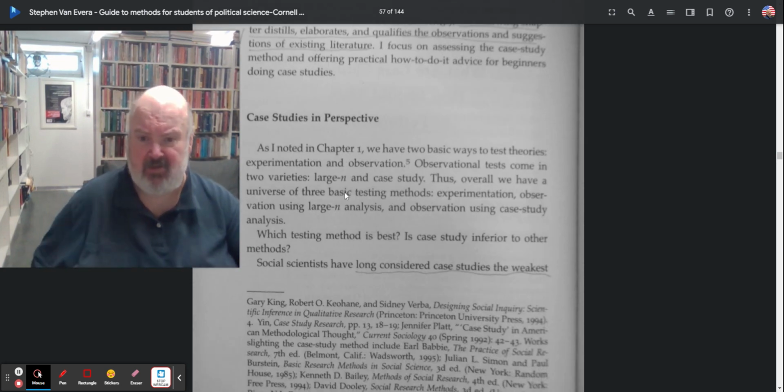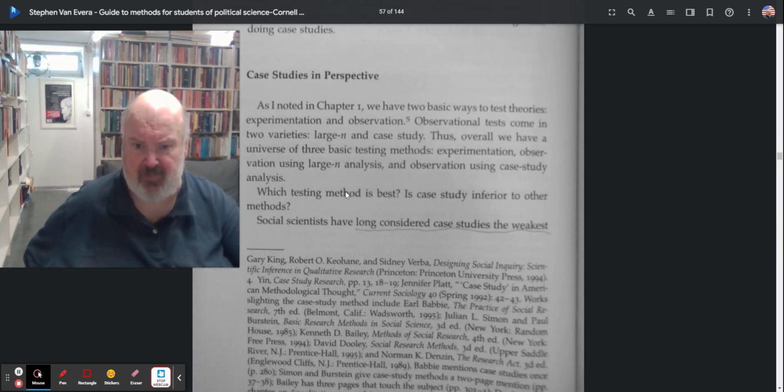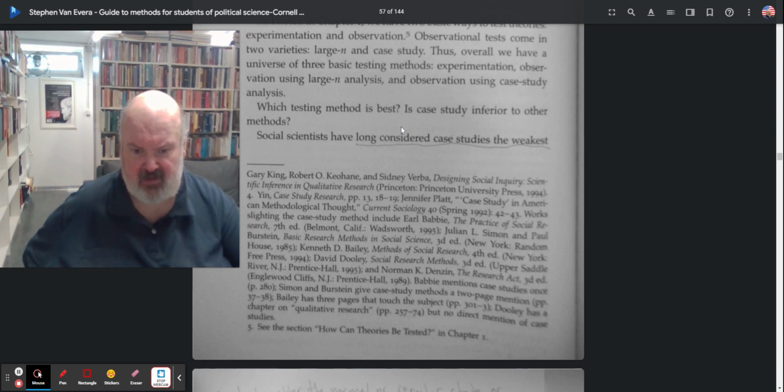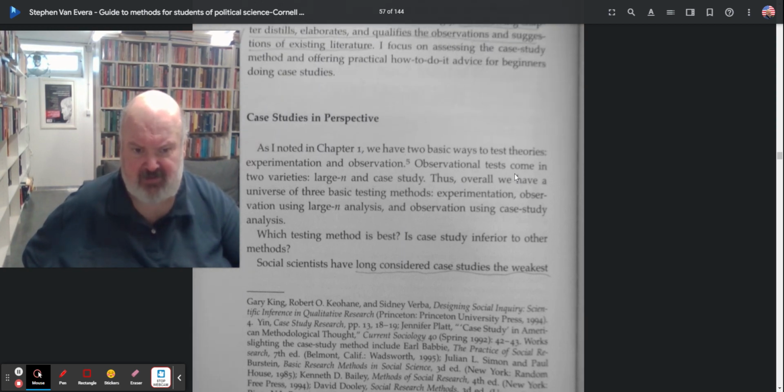Okay, so let's look at case studies in perspective. As I said in chapter 1, we have two basic ways of testing theories: experimental and observational. Observational tests come in two varieties, large N and case studies. Thus, overall, we have a universe of three basic testing methods: experimental, observation using large N, large-number statistical analysis, which tends to be statistical, right? And observation using case study analysis.